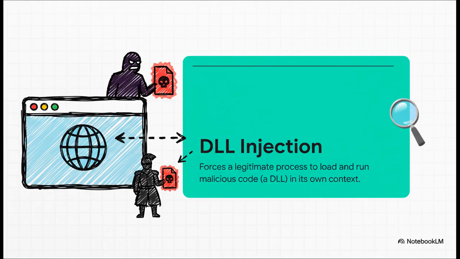And here's one of their sneakiest hiding tricks. Instead of running as some obvious, suspicious new program, malware loves to use a technique like DLL injection. What it does is it basically hijacks a program you already trust, like your web browser, and forces it to load and run the malicious code. Think of it like a spy who doesn't sneak in themselves. They just trick a trusted palace guard into carrying their secret malicious package for them.